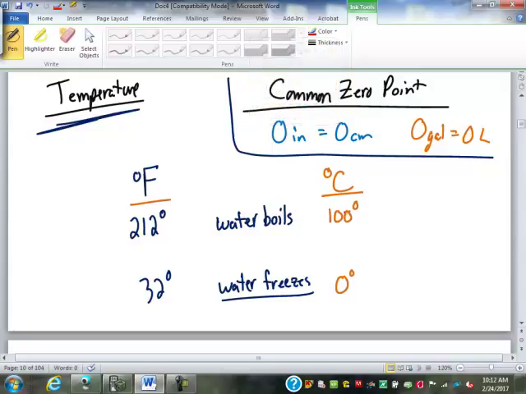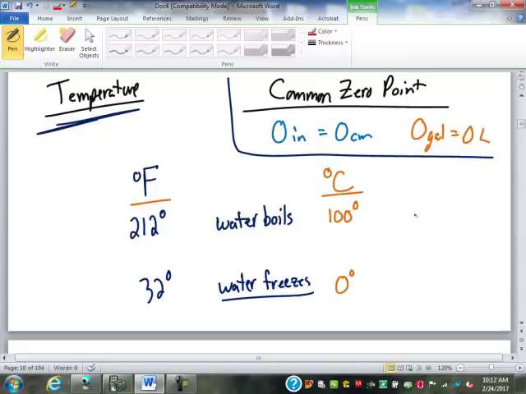This goes from 0 to 100. For that reason, sometimes it's called the centigrade scale. Centi meaning 100, grade meaning divisions. It's 100 divisions between freezing and boiling. So if you hear centigrade or Celsius, they do mean the same thing.